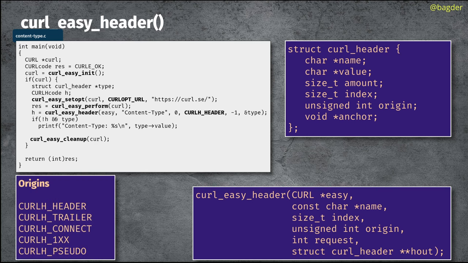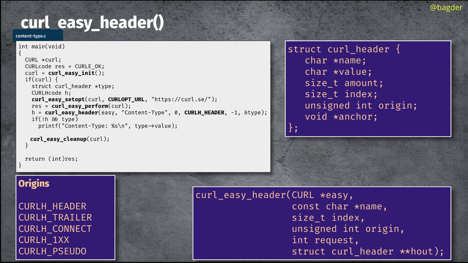The origins, that means where the header comes from. It's a typical normal header, just an HTTP response header. It could be a trailer, which is not a header, it's a trailer. That's actually a header-like thing that comes after the content. It could be a connect header, that is actually a header that comes from a proxy exchange. Or it could be a 1xx header, which is a header that comes from one of these transient response things that come before the real response. It's a little bit weird. Or it can actually even be a pseudo header. Pseudo headers being special headers that come with HTTP2 or HTTP3.